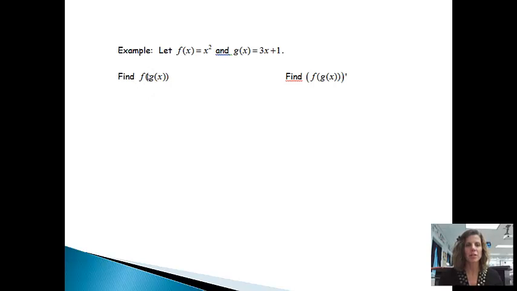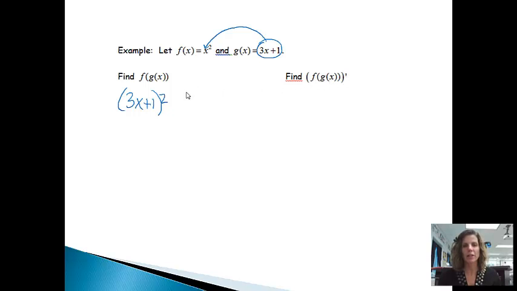You'll notice in this first one, it asks us to find f of g of x. If you recall from previous chapters, to find f of g of x, we're actually going to take g and plug it in for the x in our f function. So we will end up getting 3x plus 1 squared. Now notice over to the right, it asks me to find the derivative of f of g of x.